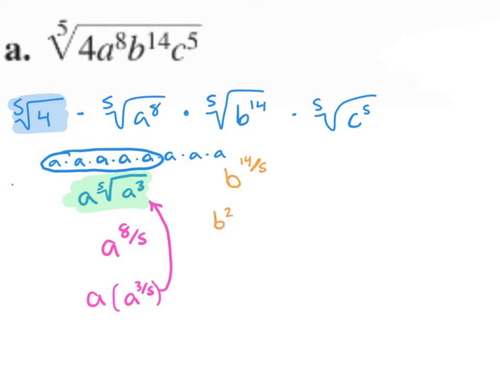And how many are we left with? 4. So when we change this back to our radical, we have 2 b's on the outside. What's our index for our radical? 5. And then how many b's do we have on the inside? 4.